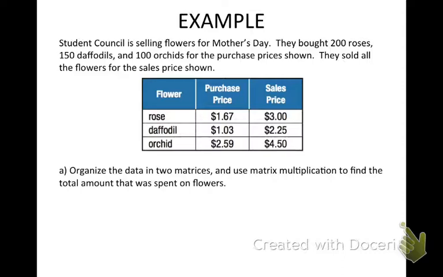All right, so they've got a rose. Purchase price was $1.67. They sold them for $3. Daffodil was $1.03. Sales price was $2.25. Orchid was $2.59. They sold it for $4.50. And then I would just write off to the side that they bought 200 roses, so I would just put a little 200 here next to the roses. They bought 150 daffodils and 100 orchids. All right, so we want to create two specific matrices and then use matrix multiplication to find the total amount that was spent on the flowers. So what do you think we can do?